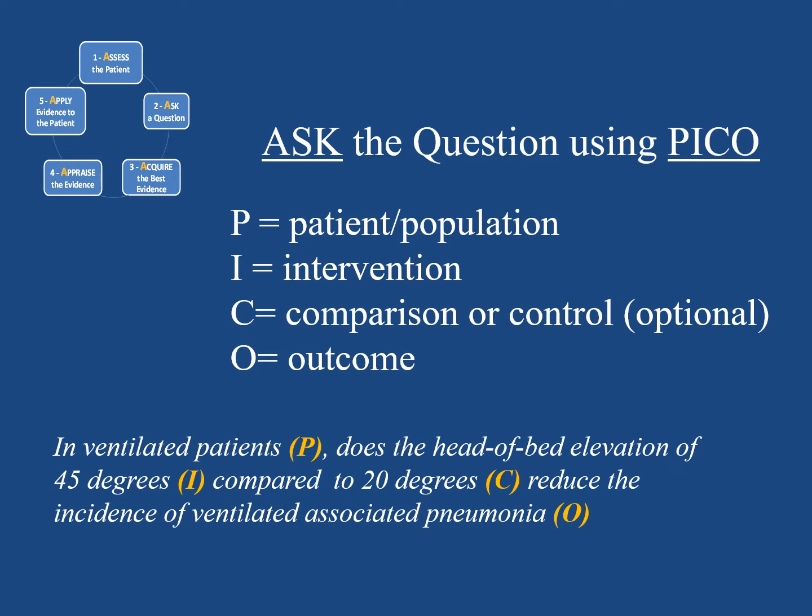I is for the intervention that we're going to be looking at. C is for a comparison or control, and this will not always be in your question. And O will be the outcome.